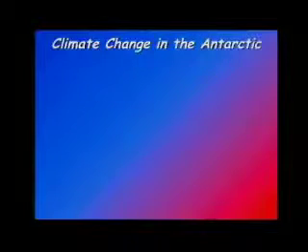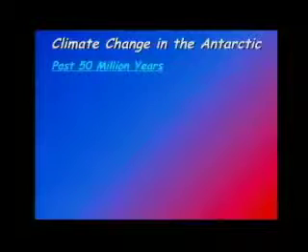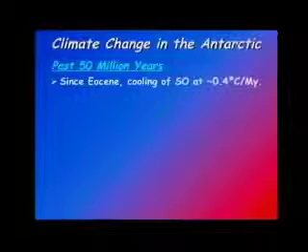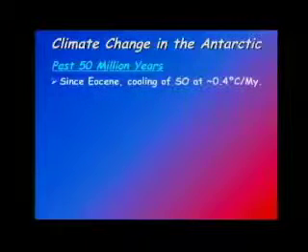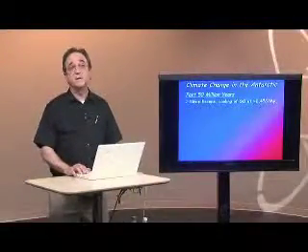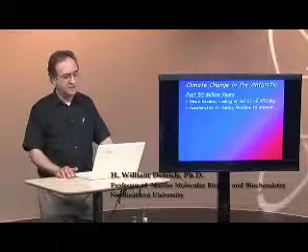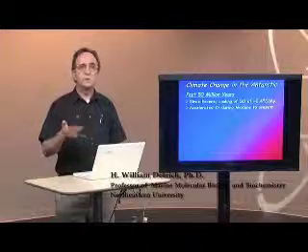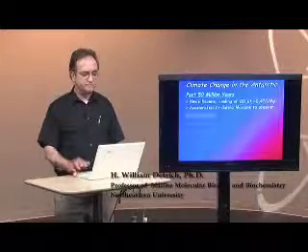So let's take a look at climate change in the Antarctic and what we can say. Let's first take a look at what happened during the past 50 million years. Since the Eocene, which was part of the 50 million years ago, the Southern Ocean began cooling at a rate of about 0.4 degrees centigrade per million years. And that accelerated in the Miocene twofold until we have the present cold, icy conditions in the ocean.